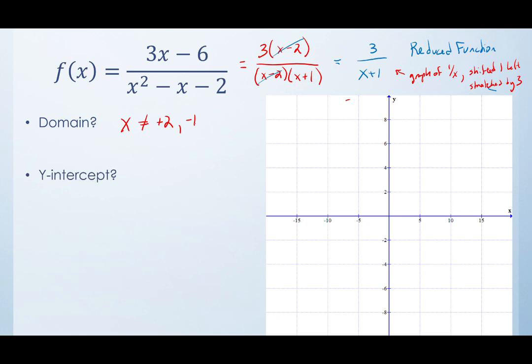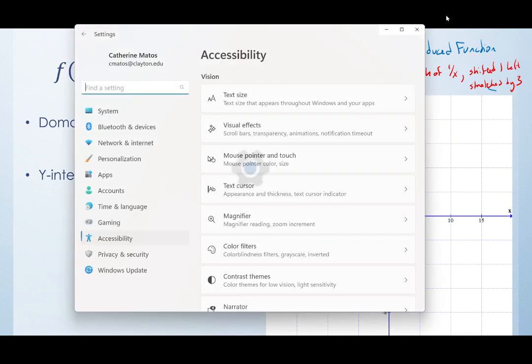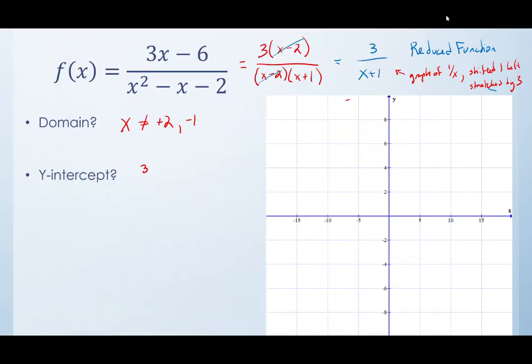All right, what about our y-intercept? Well, when we plug in x equals 0, we're going to get 3. We'll go ahead and plug in the whole thing. So it doesn't matter if you plug into the reduced function here or the original function. You should get the same value either way. So we would have 3 times 0 minus 6 over 0 minus 0 minus 2. That's going to give us 3. So our y-intercept is at 0, 3. We can go ahead and mark that right there.